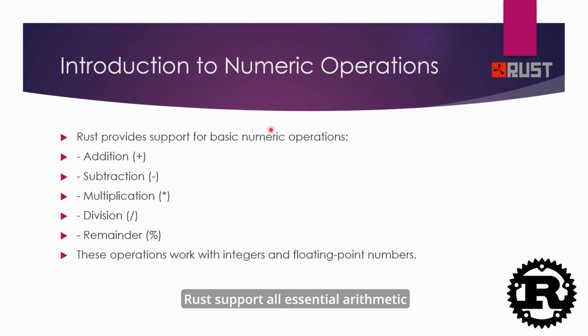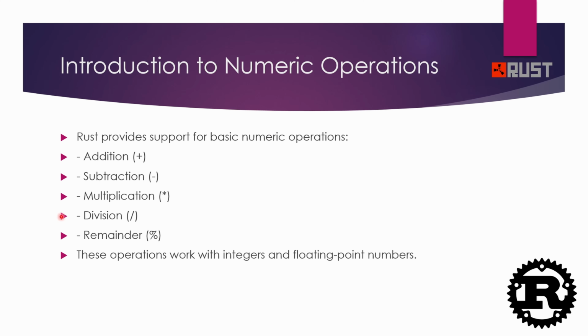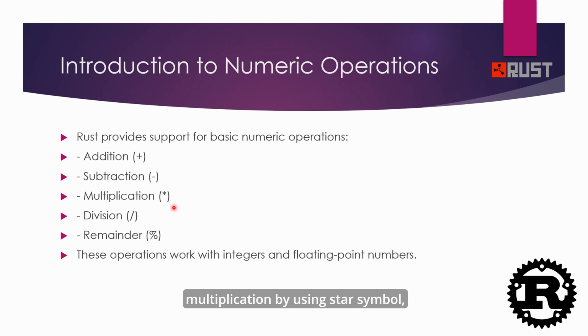Rust supports all essential arithmetic operations you would expect. Addition by using the plus symbol, subtraction using the minus symbol, multiplication by using the star symbol, division by using the division symbol, remainder using the modulus symbol. These operations work seamlessly with both integer and floating point numbers. Rust ensures precision, safety, and type correctness.